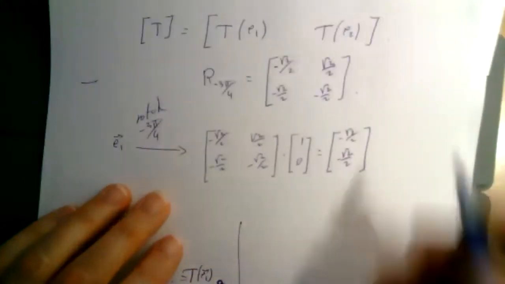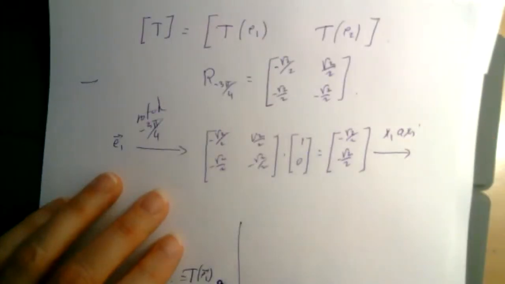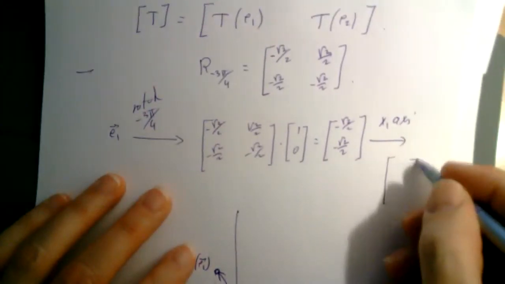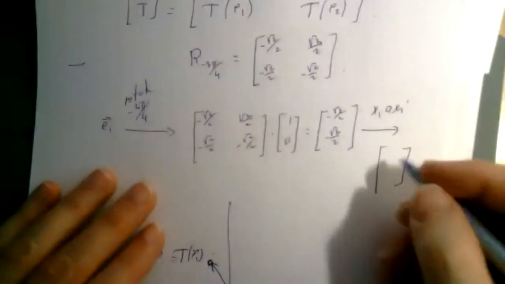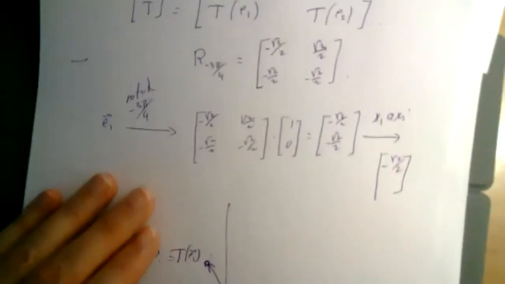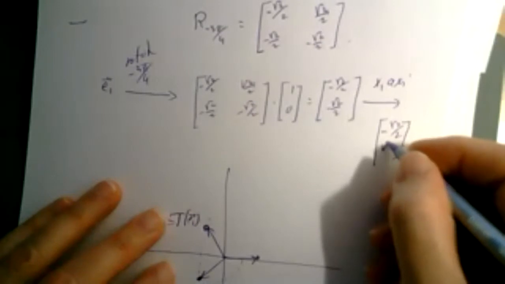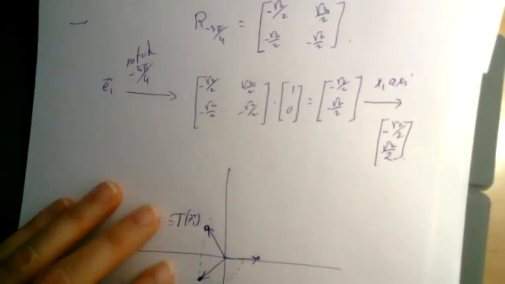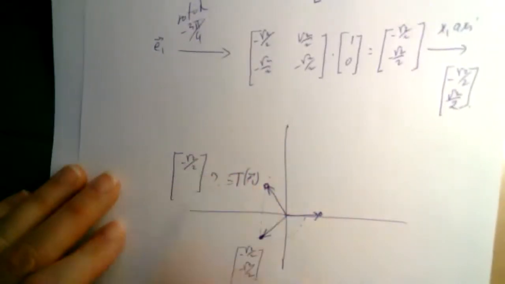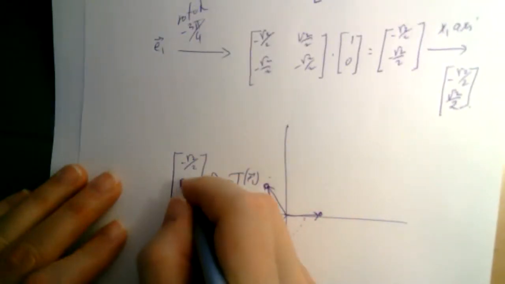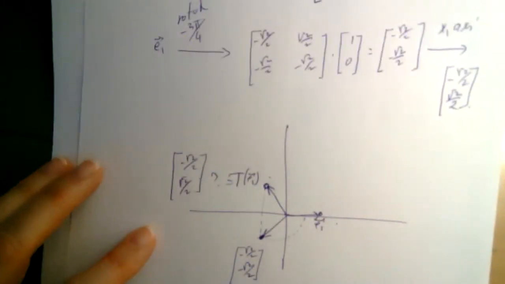So I rotate, and then I reflect across the x1 axis. If I reflect across the x1 axis, what will happen? All right, the x component will not move. The other component becomes plus the square root of 2 over 2. It means T of e1 here is minus square root of 2 over 2 and square root of 2 over 2. So I know what happened to e1.